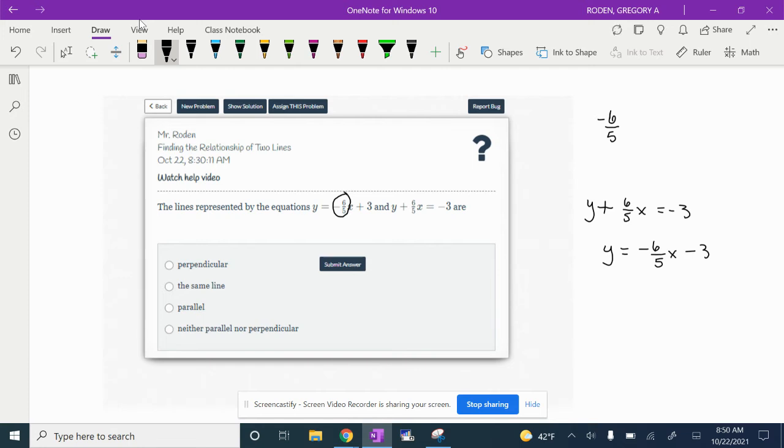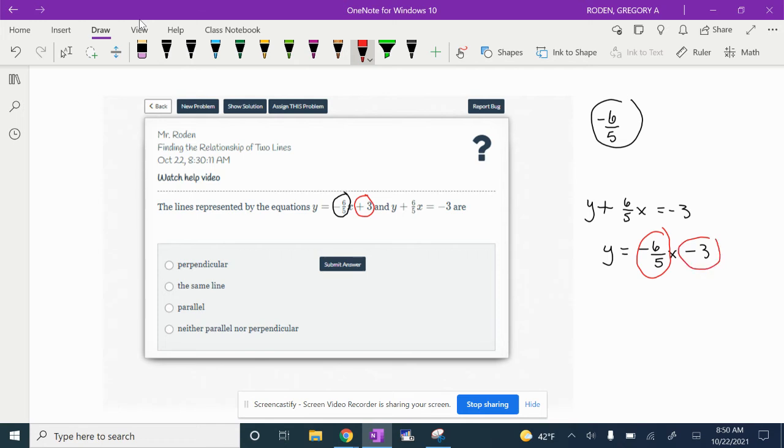Okay, so look what we have here. The slope of the original one is -6/5. When we did our other one, this one right here, it also has a slope of -6/5. So what do we know about slopes that are the same? Now, one other thing I want to talk about: these slopes are the same, but they have different y-intercepts. This one has a y-intercept of 3, and this one has a y-intercept of -3.